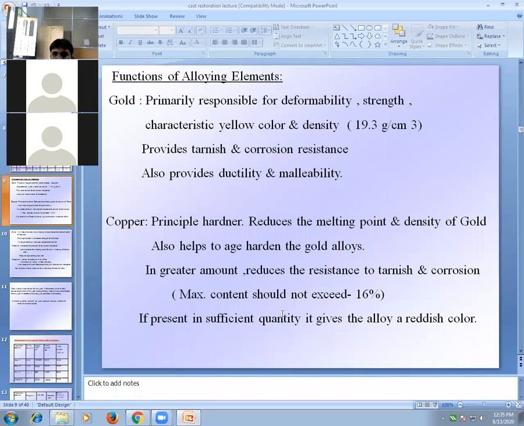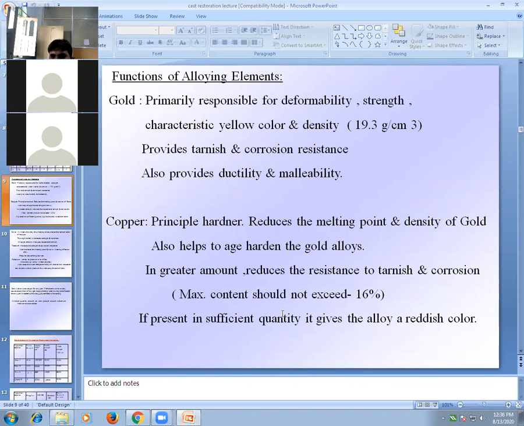So the second element is copper. It is the basic element which gives the strength to the alloy. That is, it is a principal hardener. It reduces the melting point and density of the gold. Right. Also, it helps in the age hardening of the gold alloys. If you use copper in a greater amount, it reduces the resistance to tarnish and corrosion. Copper easily gets eroded, right? It is more prone to tarnish and corrosion.